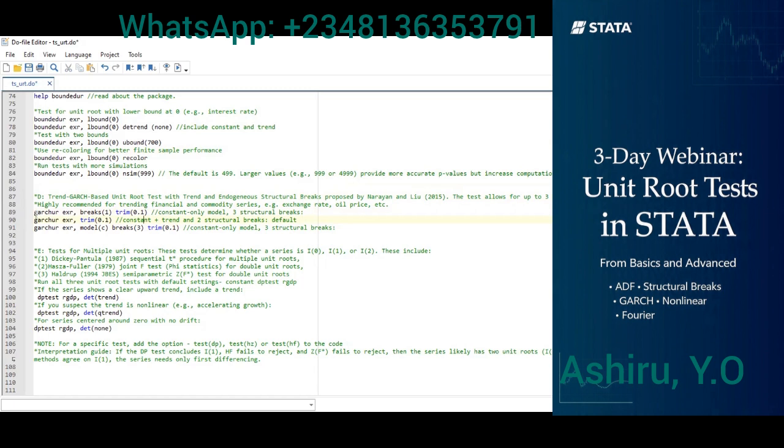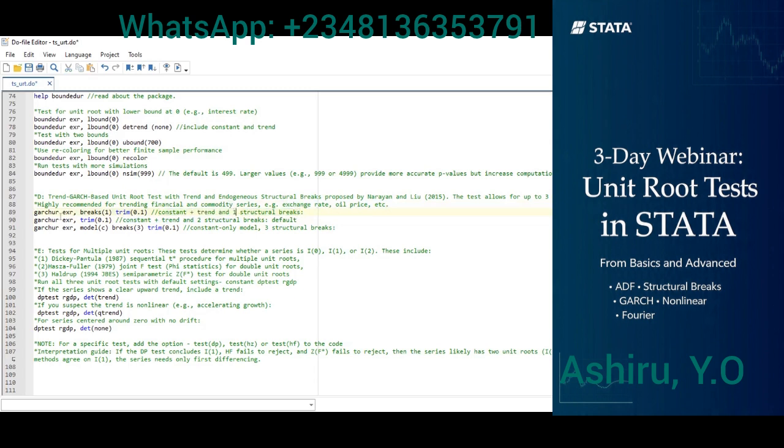Here you can read the help file on this by typing help and the command. Now if I run the first one, I'm going with the default. The default is constant and trend with 2 breaks. Here I made a mistake, so I will have to edit that. It's constant and trend with 1 break, the first one here. So I'm going to edit that to constant and trend with one break.